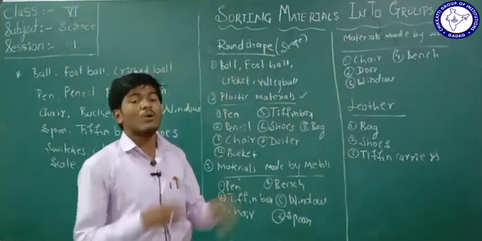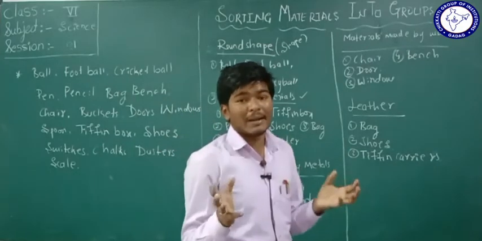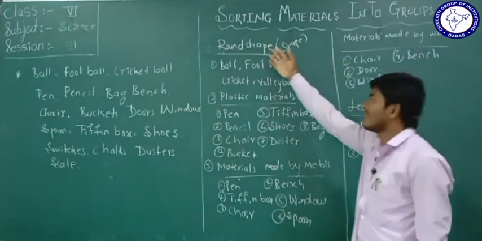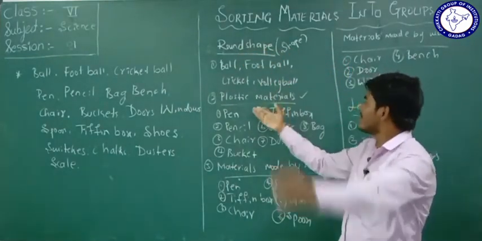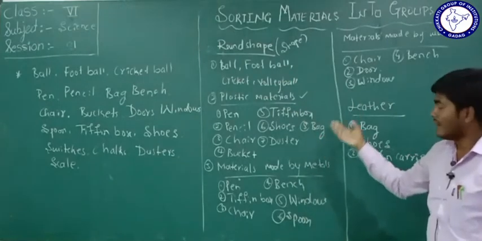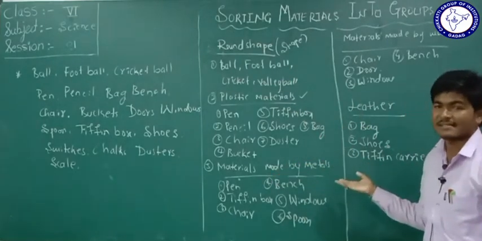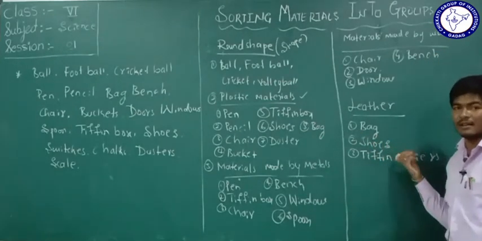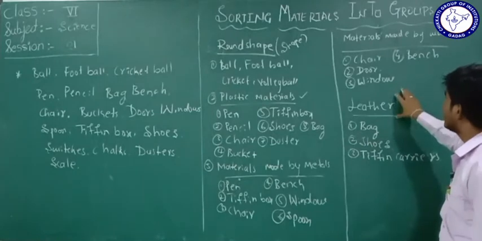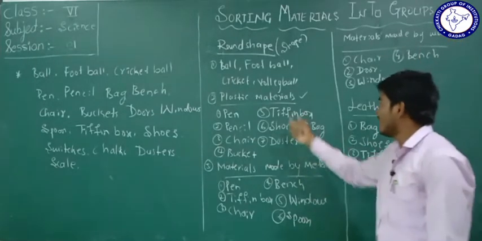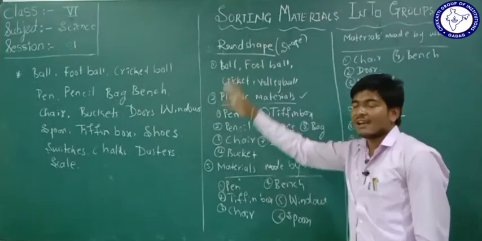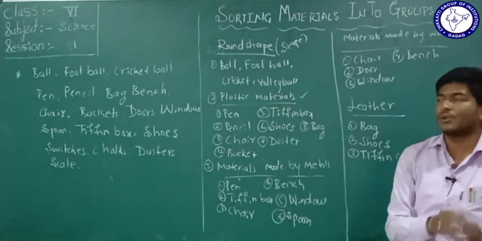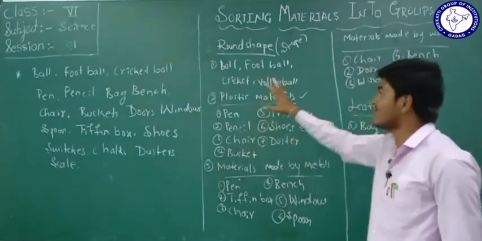We are going to study how we group the materials based on their characters. Now I am considering the first character, round shaped, isn't it? Next, plastic material. Next, metals. Then next, made of wood. Later on, leather, isn't it? These are the characters: leather, wood, metal, material. These are the characters which we are going to use to group the materials. Have you understood? We have to group the materials based on their characters.